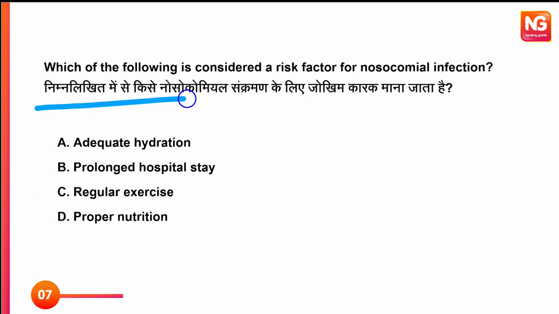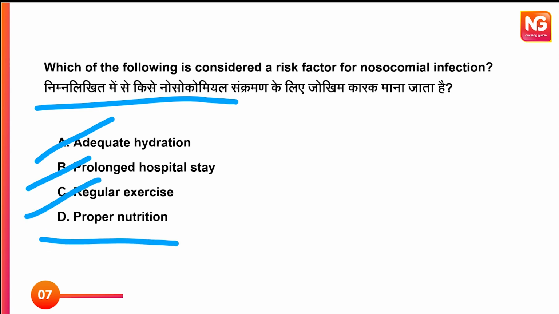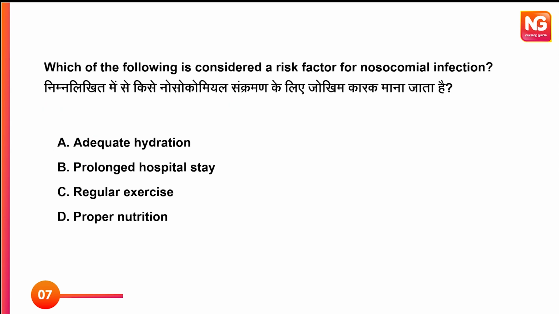Next, which of the following is considered a risk factor for nosocomial infection? Option A acute hydration, option B prolonged hospital stay, option C regular exercise, option D proper nutrition. And the correct answer is option B prolonged hospital stay. Prolonged hospital stay is considered a risk factor for nosocomial infection.